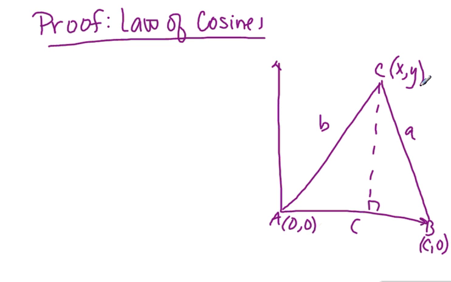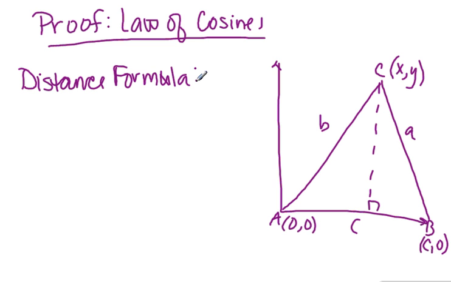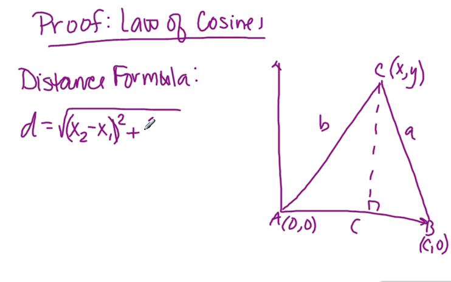Now, your first set of instructions for step 1 say use a distance formula to write the distance. So, some of you have forgotten the distance formula. It is distance equals the square root of x2 minus x1 squared plus y2 minus y1 squared.